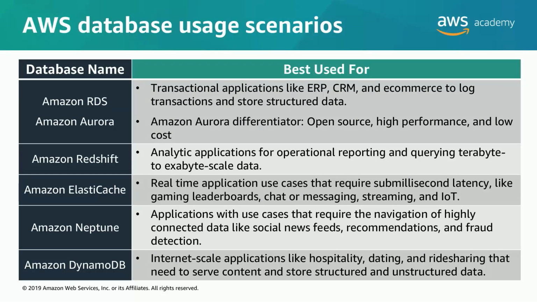Amazon ElastiCache is typically used for real-time applications that require sub-millisecond latency. We're talking fast. Neptune is commonly used for highly connected data like news feeds or web applications that provide recommendations. DynamoDB is generally the database service to use for highly unstructured data. With AWS database services, you have lots of choices.